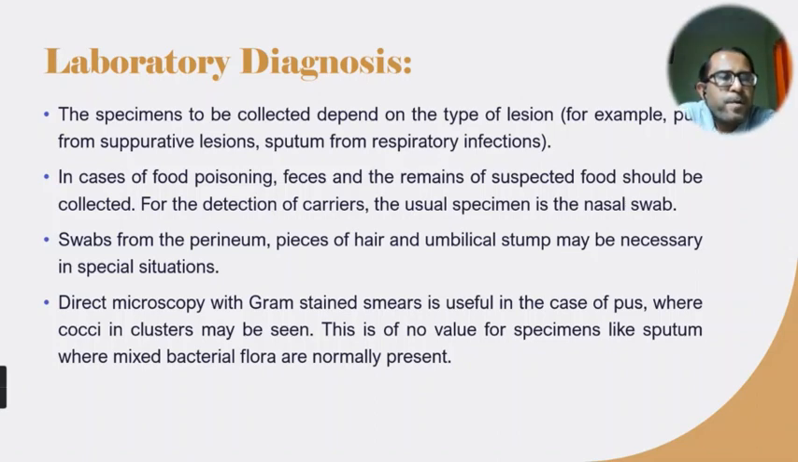Now, what do we perform then? If we have taken the sample from the pus of the superficial lesions, then direct microscopy with gram staining is useful in the case of pus. When we observe the pus using gram staining, we are able to observe grape-like clustered gram-positive cocci. This is the characteristic of this bacteria. This is of no value for specimens like sputum.